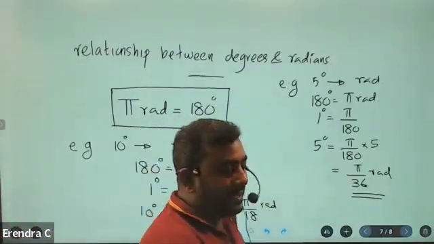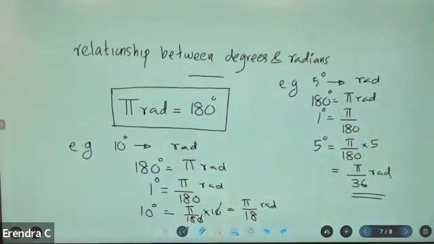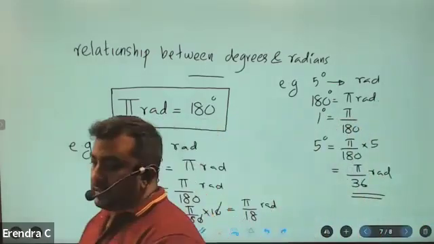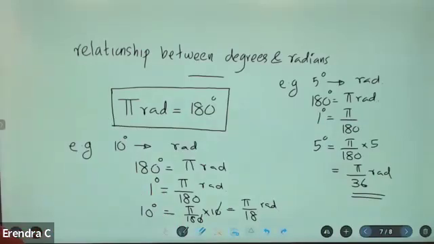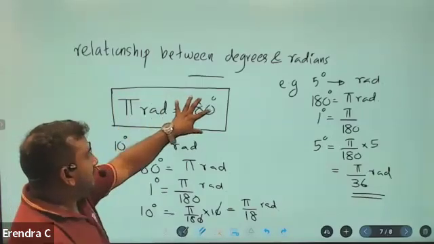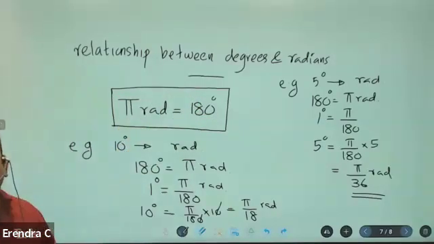Relationship between degrees and radians. Pi radians equals 180 degrees.